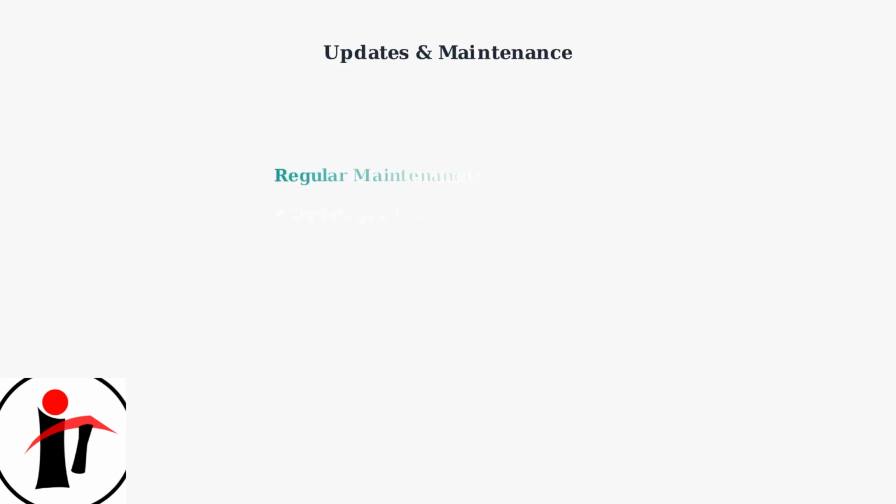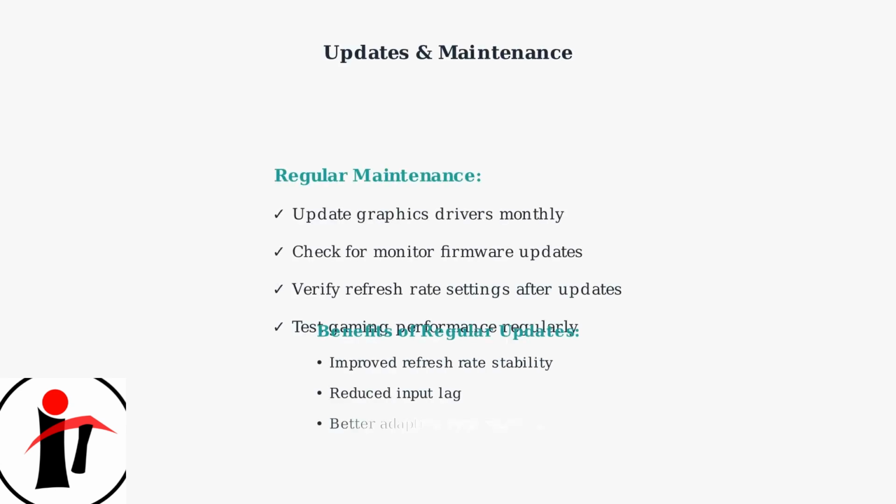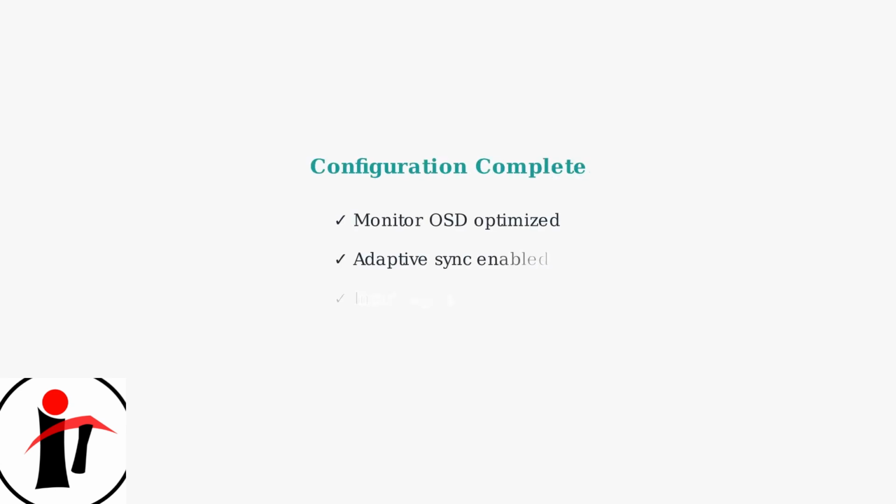Keep your monitor firmware and graphics drivers updated regularly. This ensures refresh rate stability, reduces input lag, and provides access to the latest performance optimizations and features. By following these configuration steps, optimizing monitor OSD settings, enabling adaptive sync, reducing input lag, and keeping everything updated, you'll achieve optimal FPS performance on your Sceptre monitor.